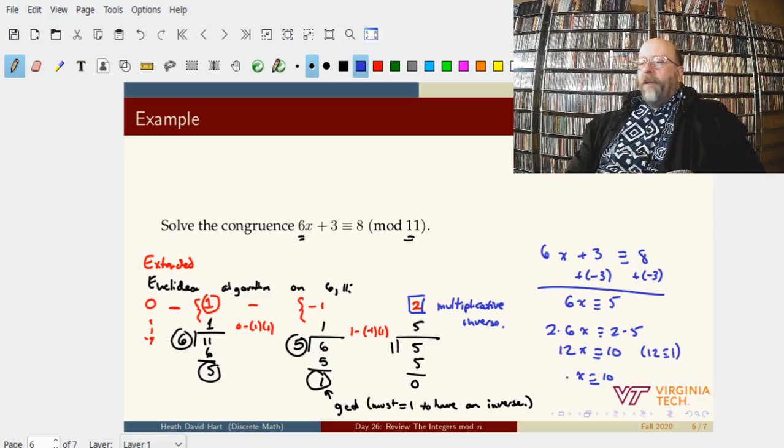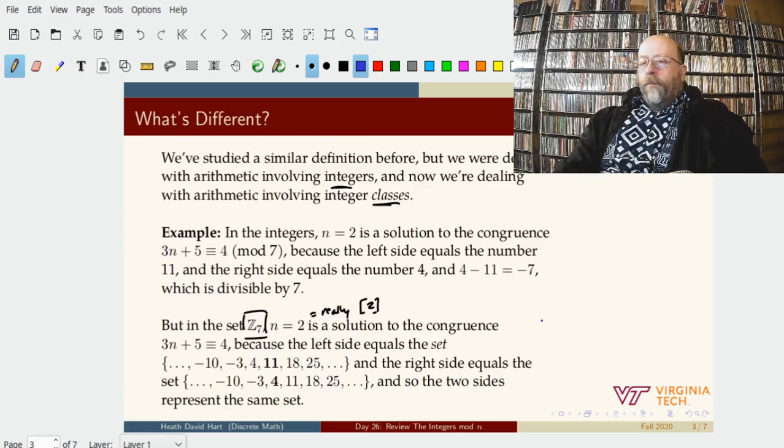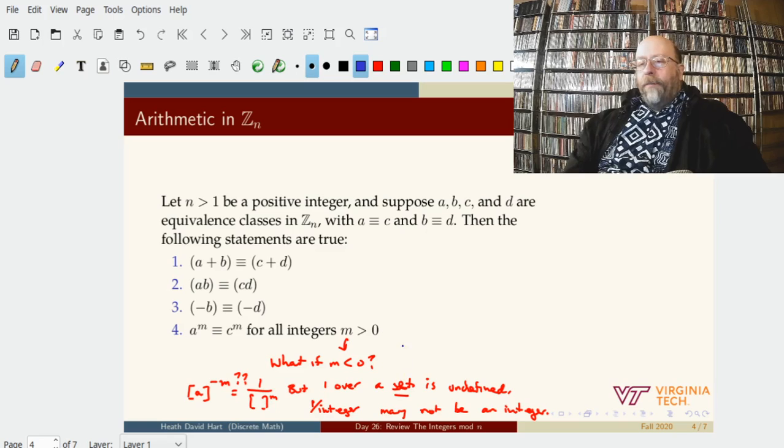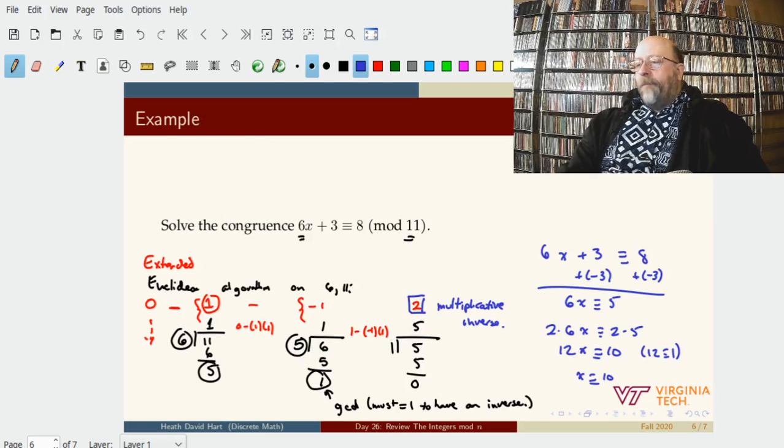So I can replace a 12 with a 1. That's this statement here, statement number 2. I don't know where I have it in my pen. There it is. That if A and C are equivalent, then I can substitute A for C, or I could substitute B for D. In this case, I'm substituting 1 for 12 because 12 and 1 are equivalent mod 11. And I'm allowed to do that.